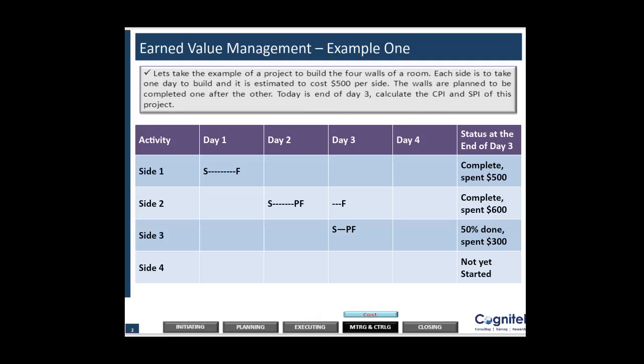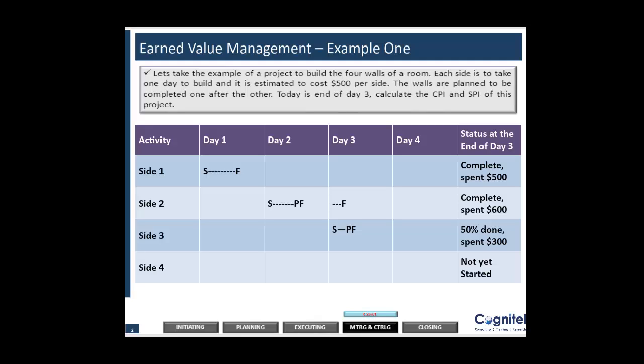This is my planned value. What is earned value at the end of day 3? Yeah, how much I have actually completed. So earned value at the end of day 3 is equal to: I completed side 1 plus side 2 plus only 50% of side 3. So it's basically 2.5. So my earned value is equal to 2.5.